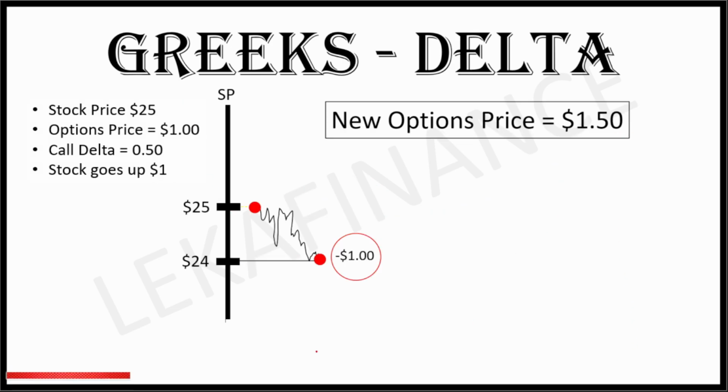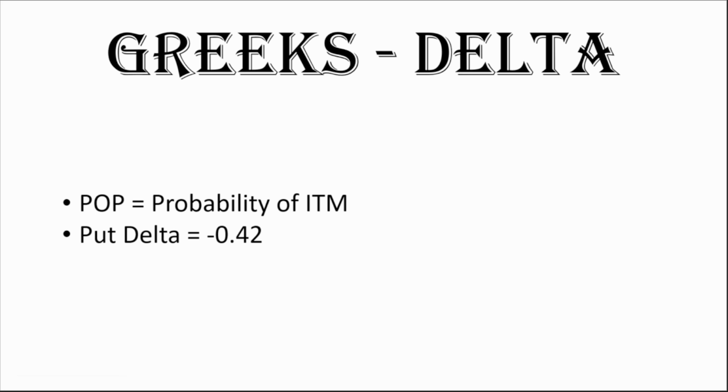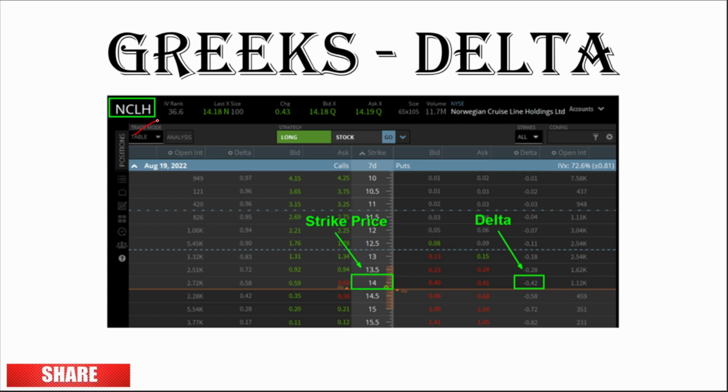On the other hand, if the stock goes down by $1, in theory, the price of the put option will go up by 50 cents. In this example, increasing from $1 all the way up to $1.50. Another way to look at delta is the probability of a particular option being in the money. In this example, using the ticker symbol NCLH, the $14 strike price has a delta of 42. Therefore, the option has a 42% probability of finishing in the money.